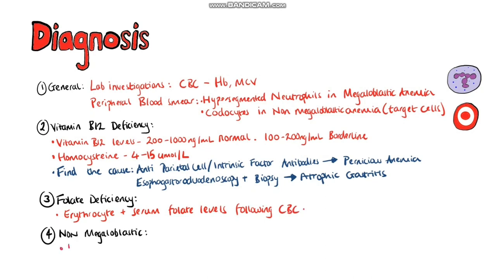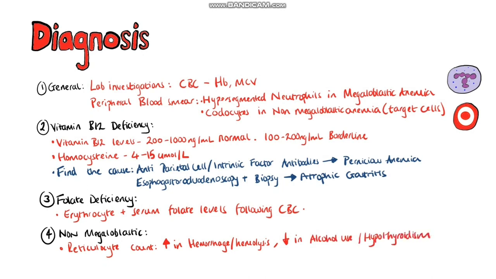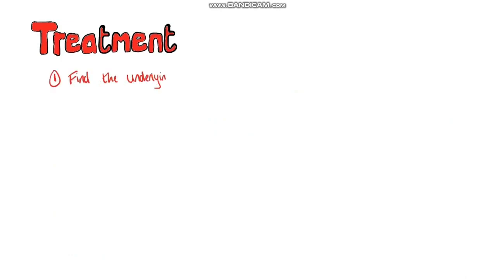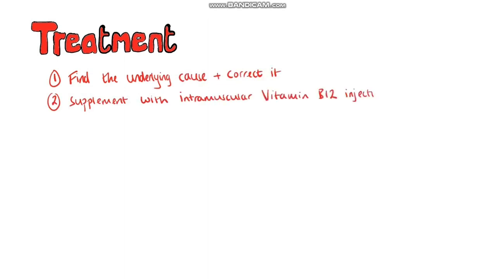For non-megaloblastic anemia, reticulocyte count can help distinguish between causes where the bone marrow is not working well, such as alcohol use or hypothyroidism, and causes like hemolysis or hemorrhages. Reticulocyte count will be high in hemolysis or hemorrhage and will be low in alcohol use or hypothyroidism. Treatment involves finding the underlying cause and correcting it, as well as supplementing with intramuscular vitamin B12 injections and oral folate in cases of deficiencies.